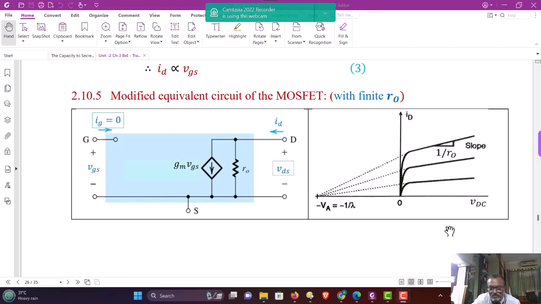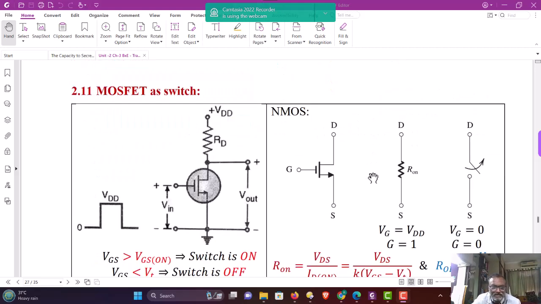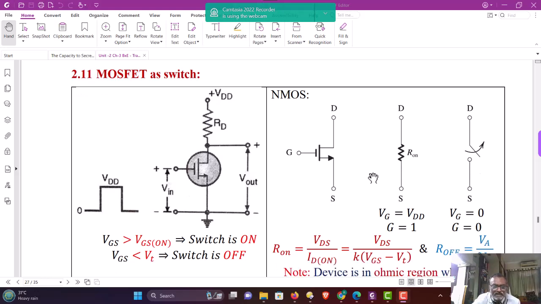1 by RO is equal to delta ID by delta VDS. This is all about the MOSFET as amplifier. Another application of MOSFET is MOSFET as a switch. The total digital electronics and computer and computer-related operations are based on MOSFET as a switch.